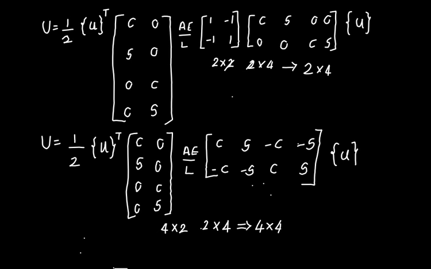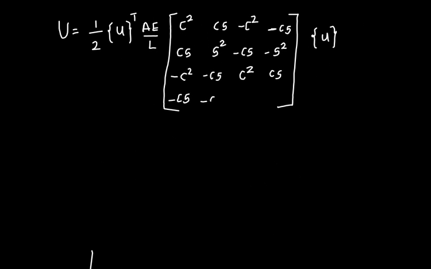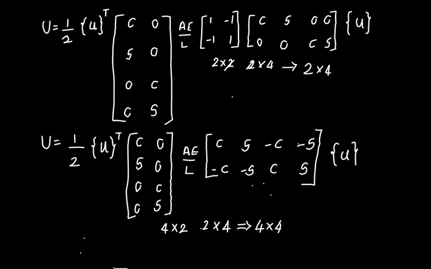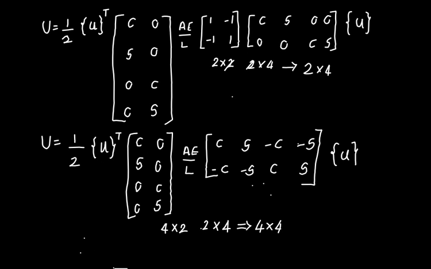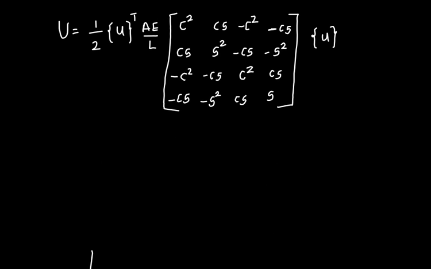And the fourth row into second column, it's going to be minus S square. Fourth row into third column, it's going to be CS. Fourth row into fourth column, it's going to be S square. All right. Now this is going to be our star equation number 2.